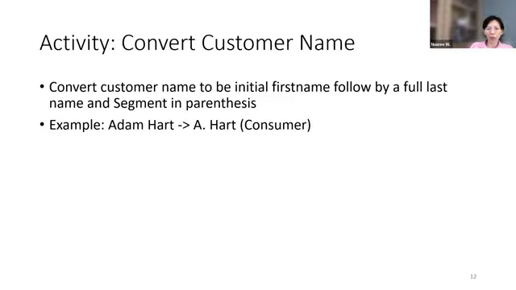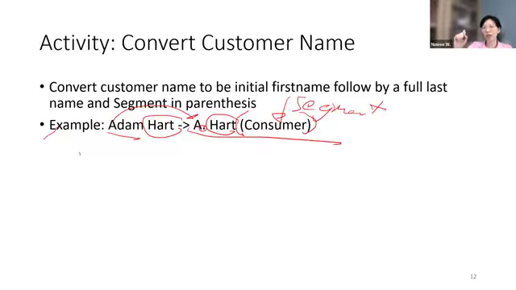Now, it's your turn. I want to convert the customer name to the initial of the first name. If my name is Adam, I want just A, then a period, followed by the last name Hart, with a space in between. And then I need to specify which segment this customer belongs to, so I need parentheses, and inside is the segment of that customer, as a new field.